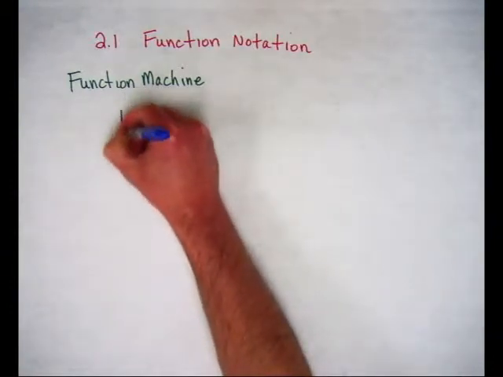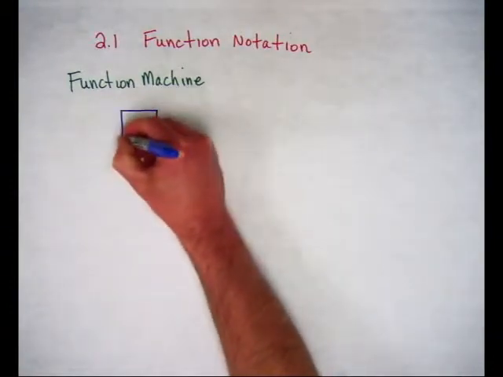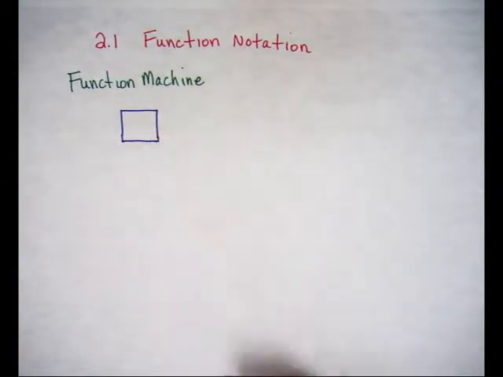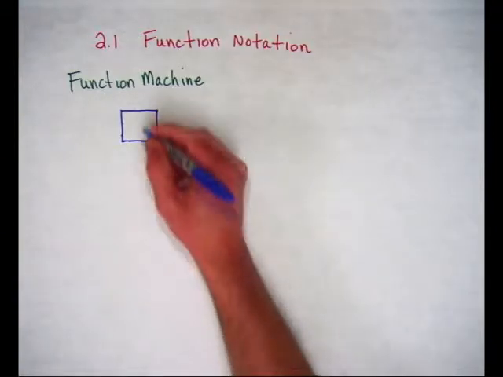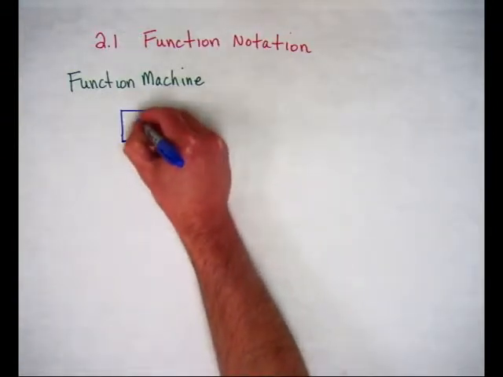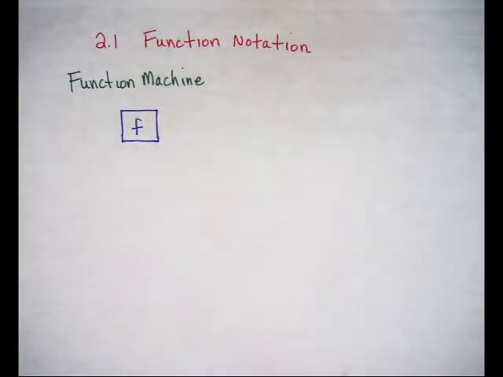Well, just imagine that we had a box here. Inside of it there were some gears, and that box had been programmed to take numbers that had been thrown into it and perform operations on them. So we need to give our function machine a name, so let's say we called it f for function. Now what we're going to do is we're going to throw numbers into this machine.